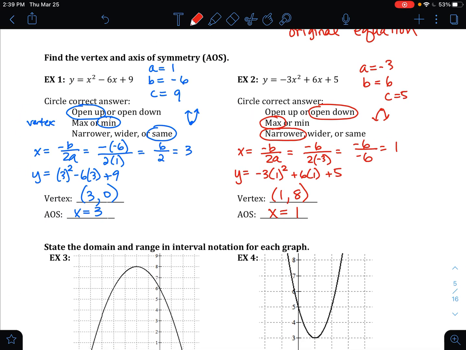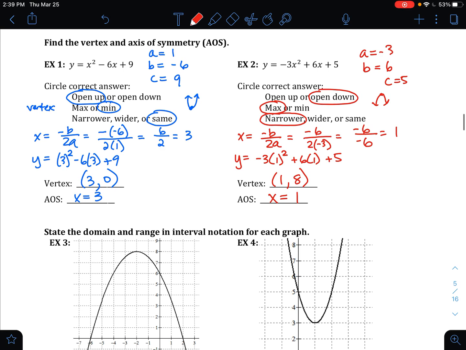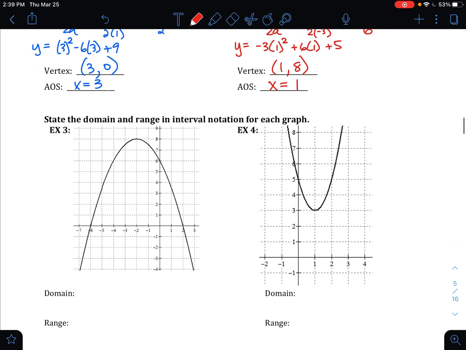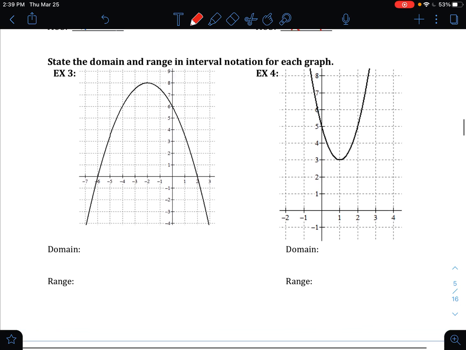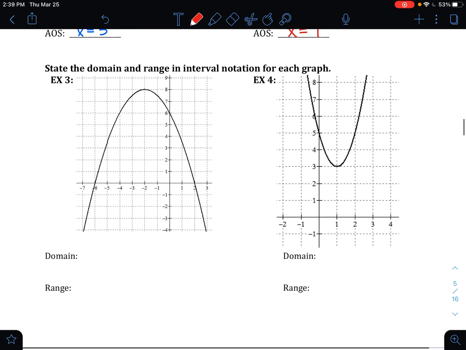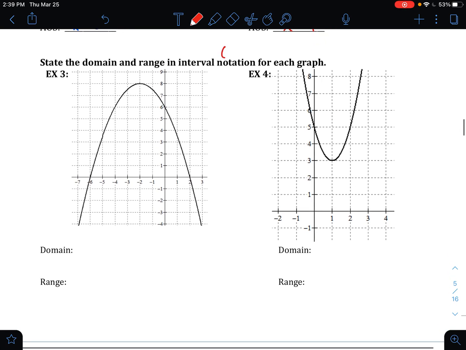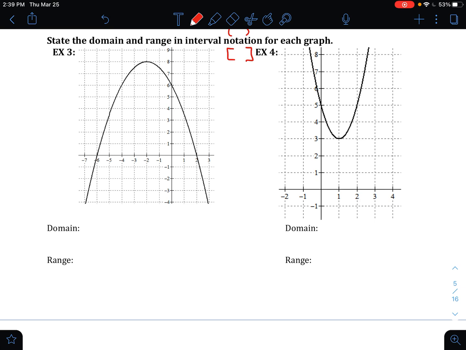Okay, let's do a little bit more domain and range, and then on the next page we're going to graph three quadratics. State the domain and range in interval notation, so that means parentheses, brackets, things like that. Domain is always negative infinity to positive infinity. You can plug any x value in for domain. So negative infinity, positive infinity.